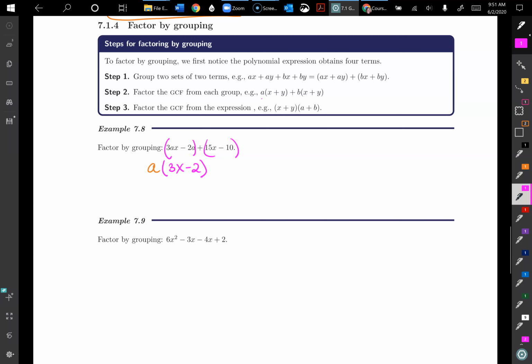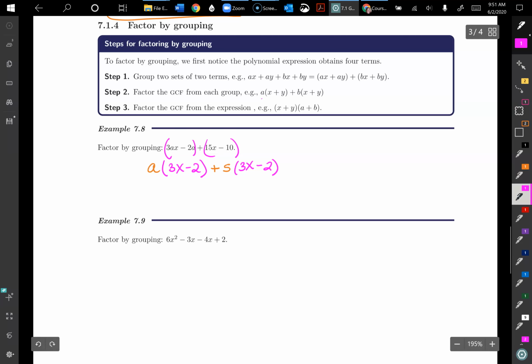Now I bring down the plus. And then I pull out, I'm going to keep orange, another common term here, 15x minus 10. What's common to both of just these 2 terms is going to be 5. And what's left is 3x minus 2. And I have a match. That's kind of my goal, right?